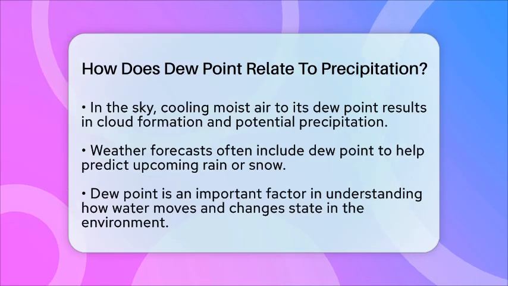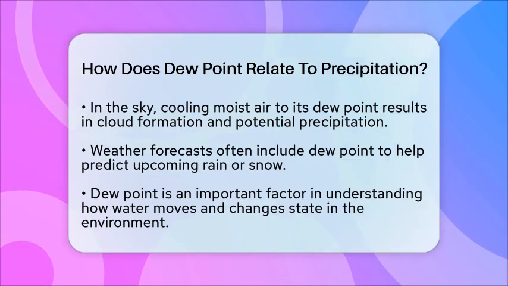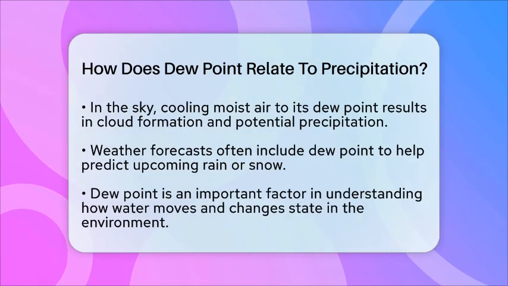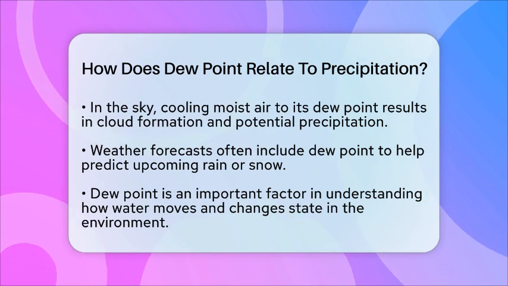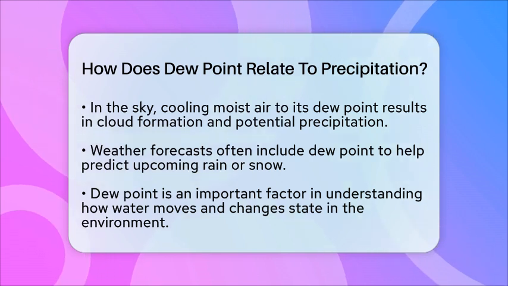So, understanding the dew point helps explain how and when water in the air turns into rain, snow, or other forms of precipitation. It's a simple but vital part of how water moves through our environment and sustains life on Earth.